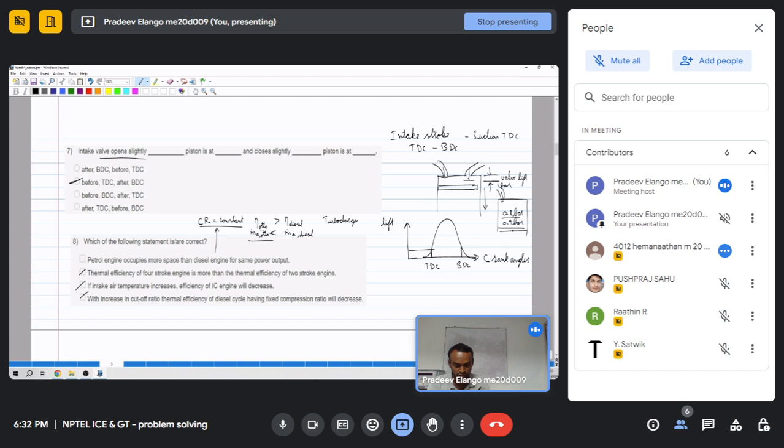Yeah, actually you cannot have, they don't have the same compression ratio. There will be a turbocharger that is possible in diesel engine, not possible in petrol engine, and so on. Okay. Next, thermal efficiency of 4-stroke engine is more than the thermal efficiency of 2-stroke engine. Can you say why? This is also correct. Second number is correct. Correct, yeah, but why?